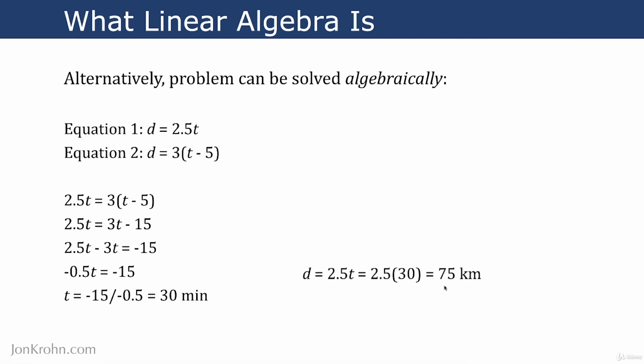To figure out distance, this is really easy now that we've solved for t. We can simply plug that 30 into the t in either equation. So for the first equation, 2.5 times t, 2.5 times 30 is equal to 75 kilometers. And then we can plug it into the second equation too. So 30 minus 5 is 25, and 3 times 25 is 75 kilometers. Of course, we get the same answer because it is a system of linear equations.